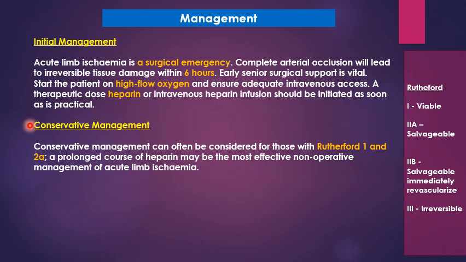Then you get the conservative management, which consists of management in patients with Rutherford 1 and 2A. As I said here, 1 and 2A, they are salvageable. Okay, so this is very important for you to classify the patient into whichever category the patient falls. Conservative management can be considered for those patients with Rutherford 1 and 2A.